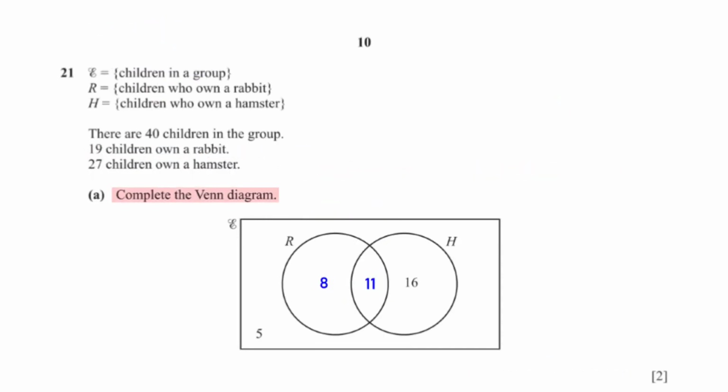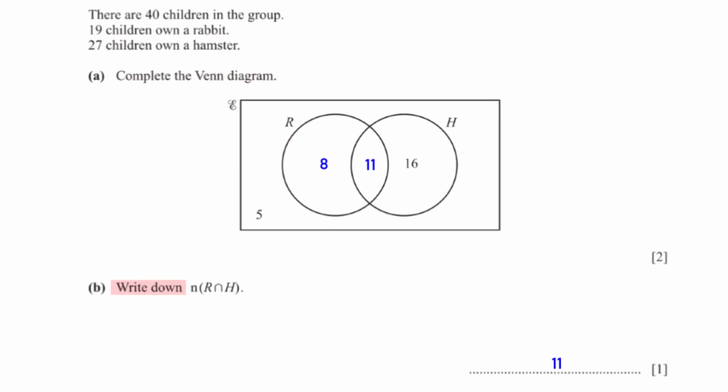Complete the Venn diagram. We are told 27 children own a hamster. This means 16 plus the number in this region must add up to 27. When we subtract 16 from 27, we get this number to be 11. We are also told 19 children own a rabbit. This means 11 plus the number in this region must add up to 19. When we subtract 11 from 19, we get this number to be 8.